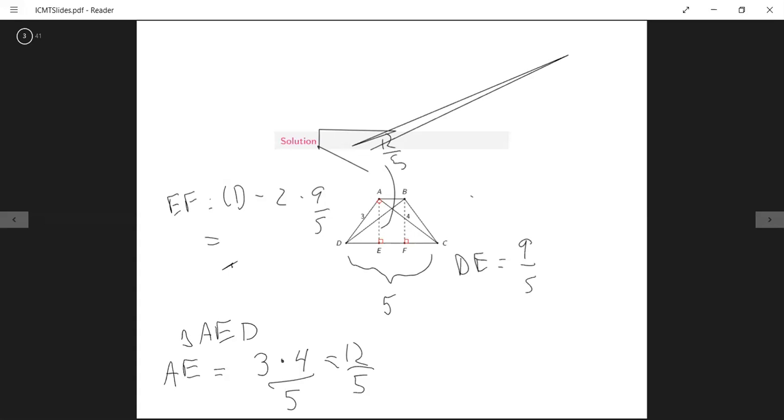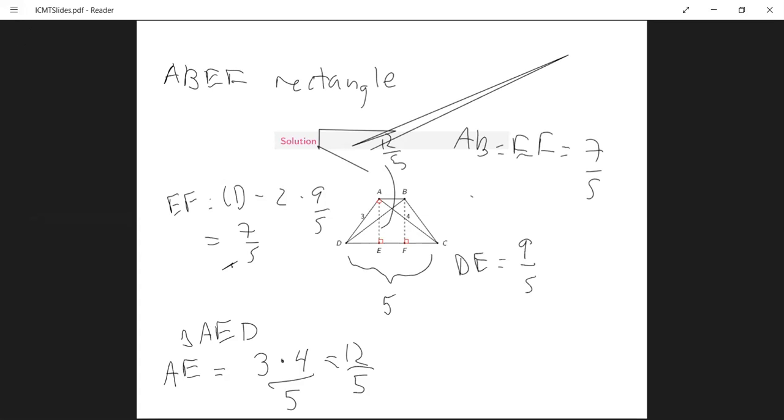5, we just get that EF is 7/5. And since by construction, ABEF is a rectangle, we get that AB is equal to EF, and we just found EF to be 7/5, so AB is equal to 7/5. Now the problem is asking for AB times CD, and earlier we found that CD is equal to 5, so our answer is just 5 times 7/5.